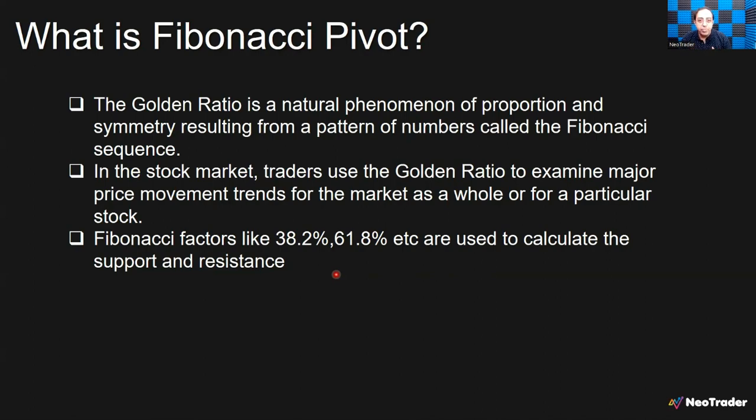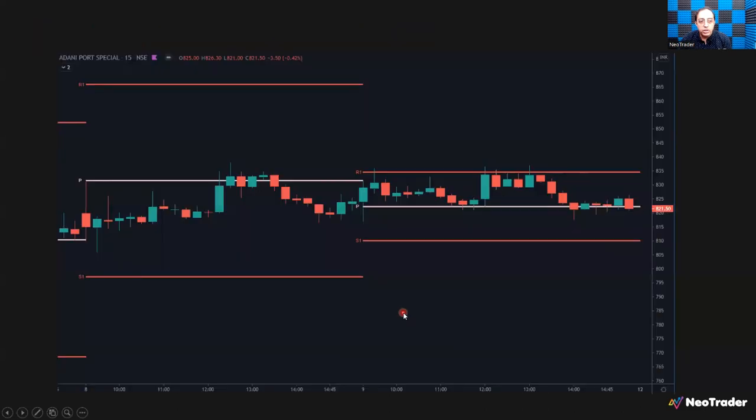Factors like 38.2, 61.8, etc. are Fibonacci factors that are applied on the daily range, and based on that you are able to arrive at suitable levels. So what we are going to do is share with you how these levels will make a difference to your market reading. All right, so let me share this concept with you.